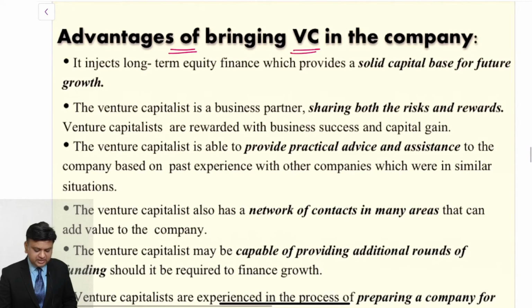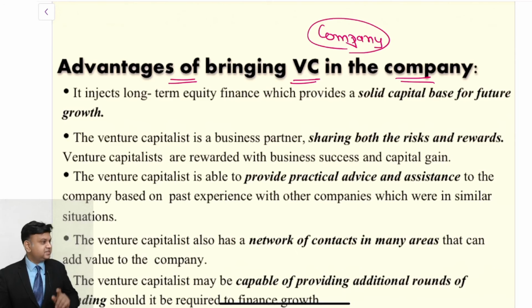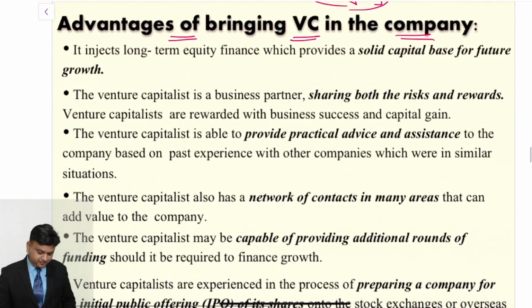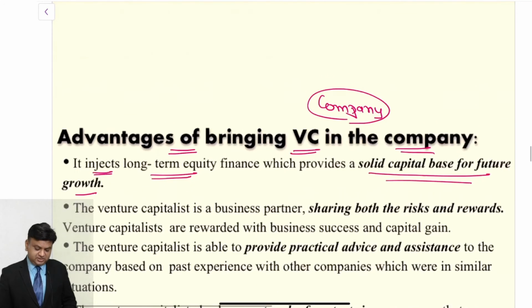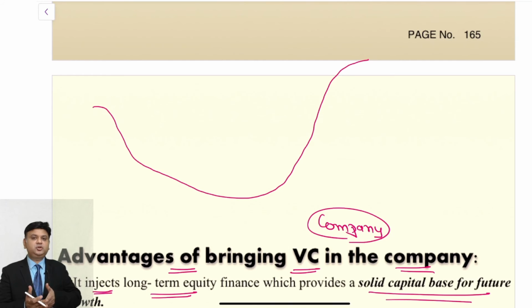Advantages of bringing venture capital into the company. From the company point of view, or from the startup point of view, what are the advantages if I get venture capital finance? It injects long term equity finance and provides solid capital for future growth, so you will be able to take the chance. If your business is falling down, don't worry, you still have time to recover. Why? Because you do not have the fixed financial charges commitment. You don't have a commitment for the redemption of debentures. That is the reason you will be able to take the chance.